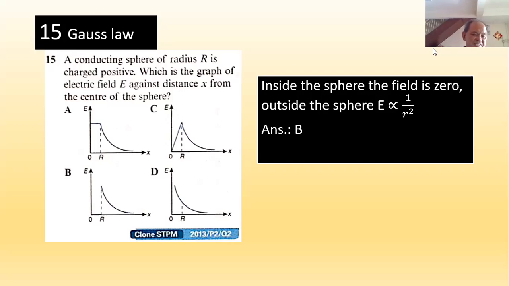Okay, next question. So why is this B? Inside there it is zero. Outside there, it follows the inverse square law. You must know that inside the sphere, the electric field is 0. The charge is on the surface, so outside it behaves as a point charge, inverse square law. Inside the electric field is 0. So it's B. A is the potential.